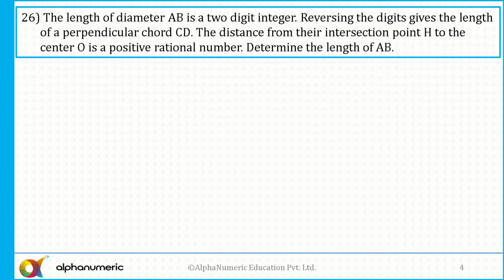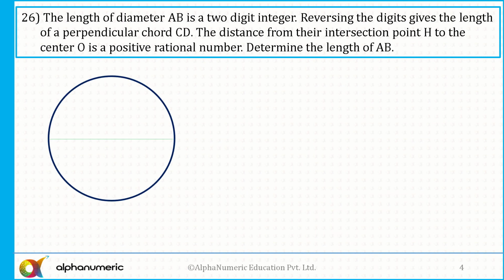It says the length of a diameter AB is a 2-digit integer. So there is a circle here, and then there is a diameter AB. Let us assume the length of AB is a 2-digit number. So I'm assuming AB is equal to XY, and since it is a 2-digit number, I can write this as 10x plus y. So the length of AB is equal to 10x plus y.